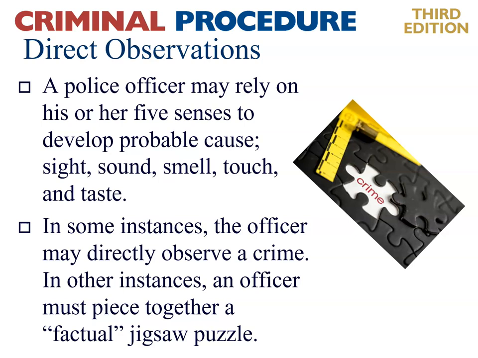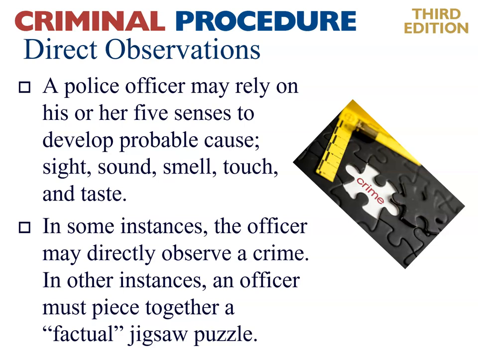So a police officer may rely on his or her 5 senses to develop probable cause. And these senses are sight, sound, smell, touch, and taste. Now, in some instances, the officer may directly observe a crime. In other instances, an officer must piece the things together.